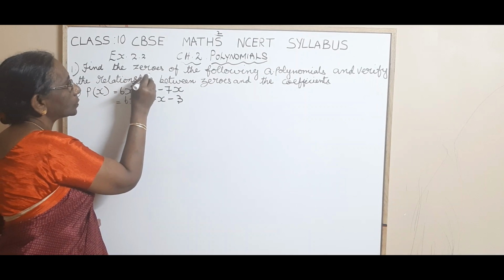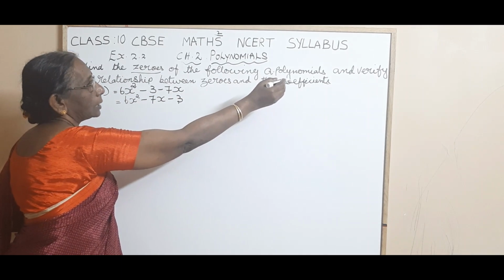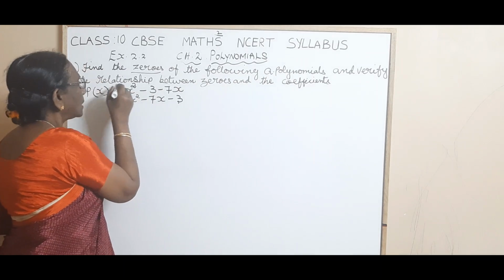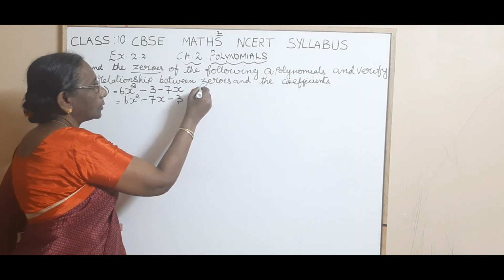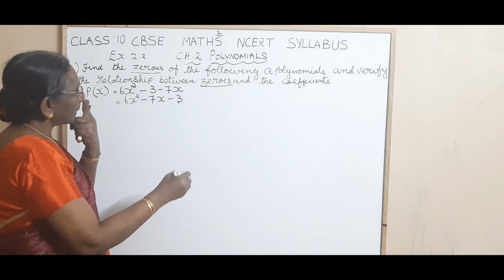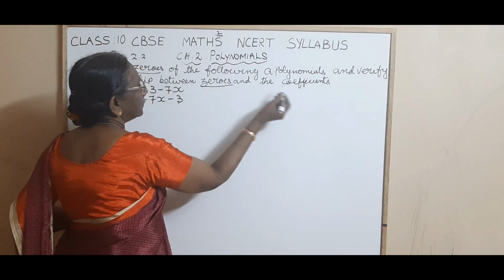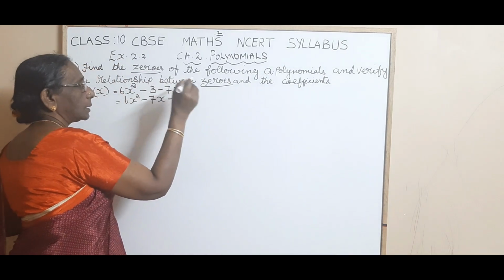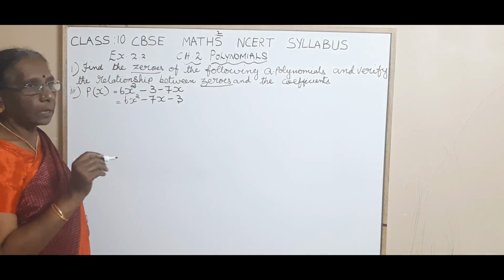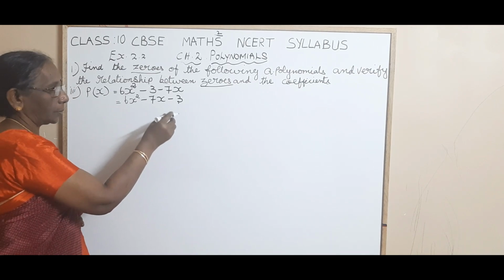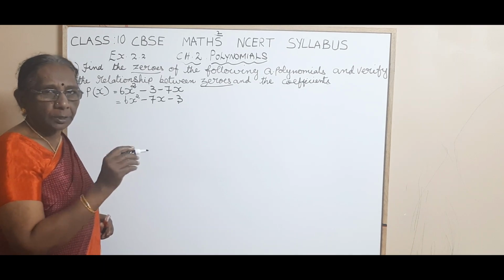Okay, what is the question? Find the zeros of the following quadratic polynomial and verify the relationship between the zeros and coefficients. So first we have to find the zeros, and then verify the relationship between the zeros and coefficients. So how to find the zeros of these quadratic polynomials? You have to find the zeros by factorization method.